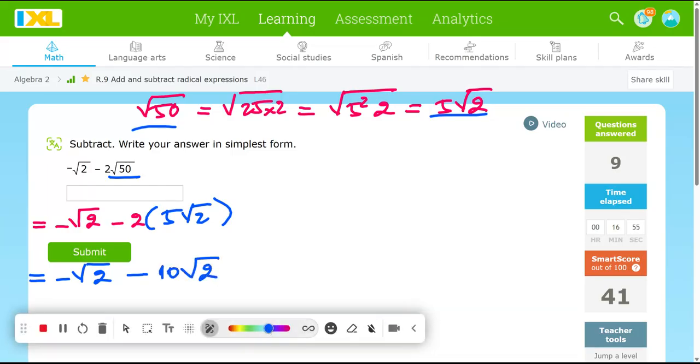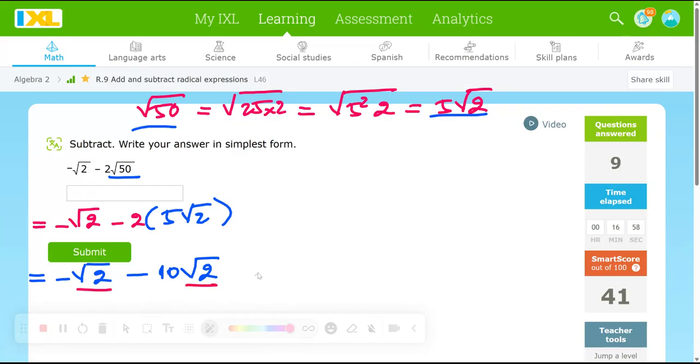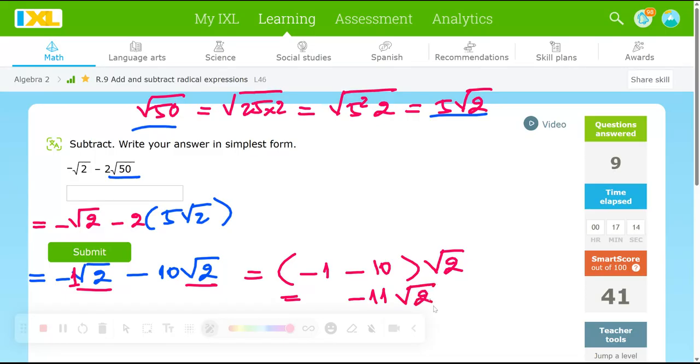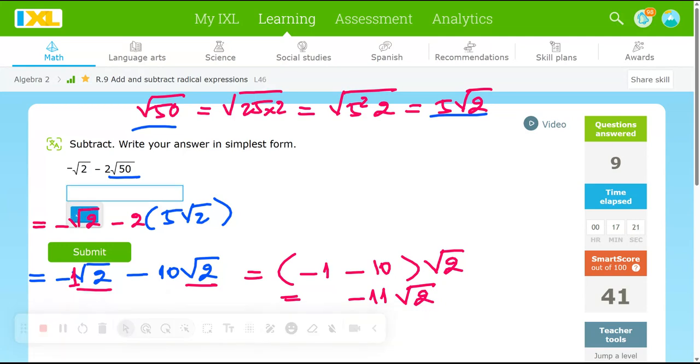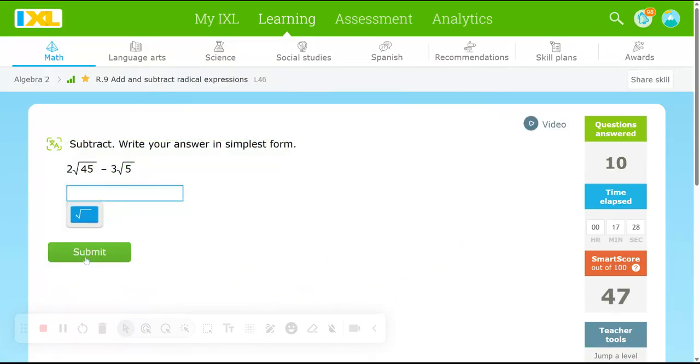Okay, so now you can see this is square root of 2, square root of 2. I can factor them out. You don't see the number in front of square root of 2, which is the number 1. So negative 1, negative 10. Together it becomes negative 11 and then square root of 2. So now I put it in. Negative 11 square root of 2. Okay, voila.